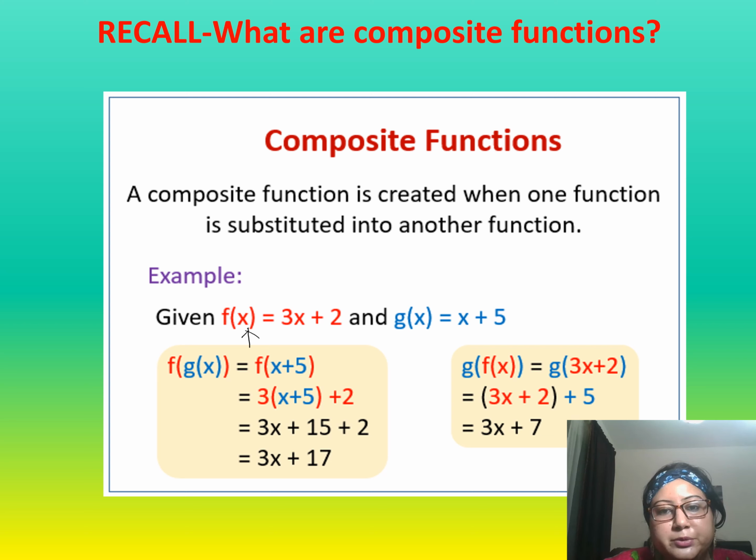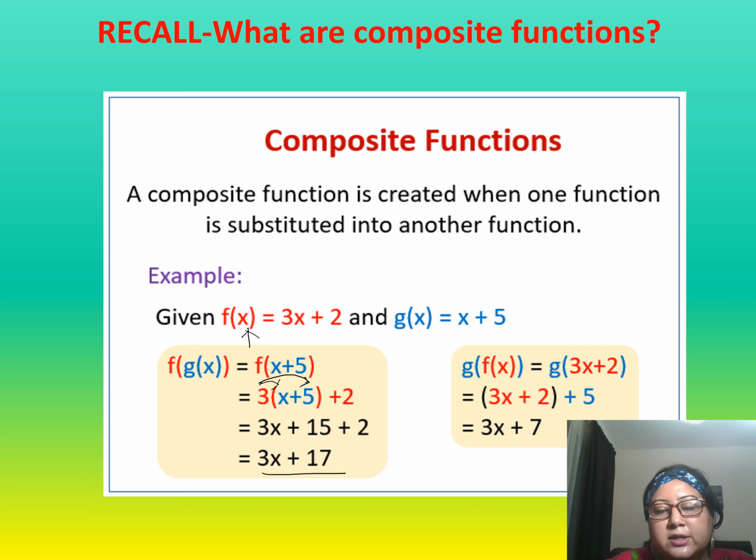Okay, so what are we going to get? 3 times (x plus 5) plus 2, that is what we are going to get. And we can always simplify this function by using distributive properties. So 3 will distribute over x and over 5 to give you 3x plus 15 plus 2, which is eventually going to give you 3x plus 17. So this is how you evaluate f of g(x).